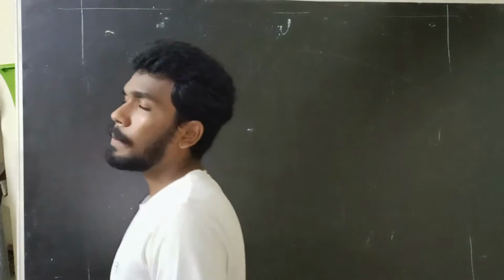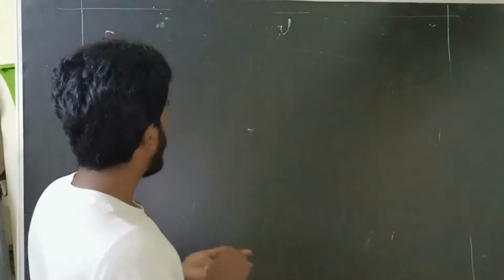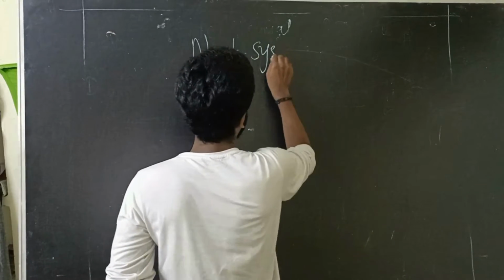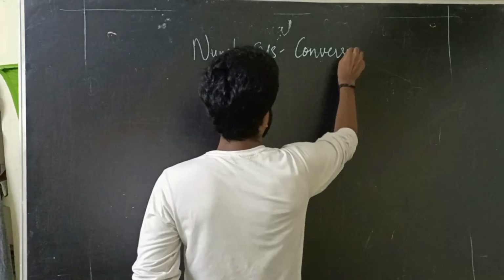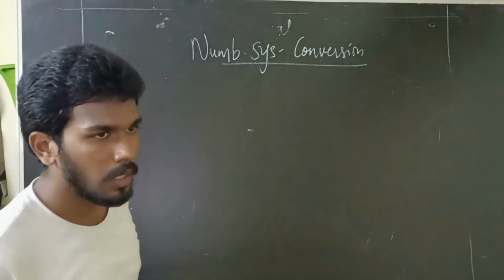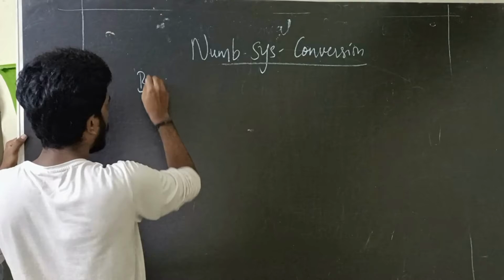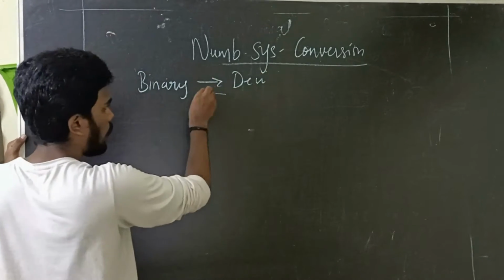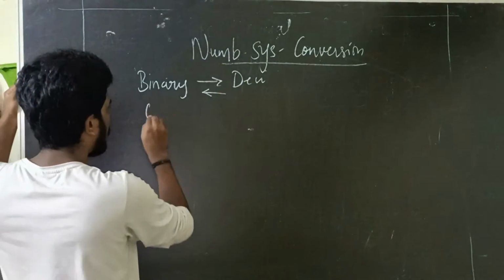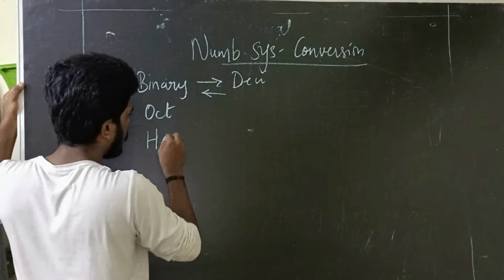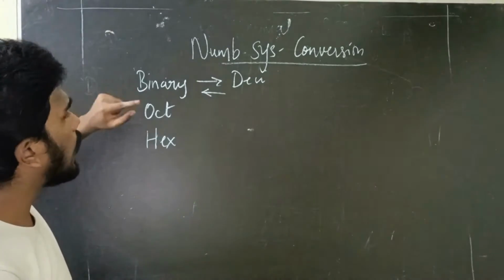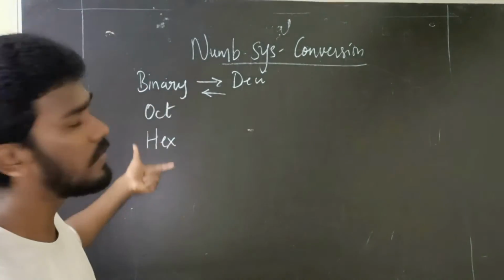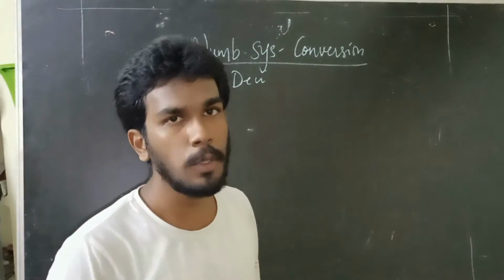Guys, in this episode, I'm just going to teach you about number system conversion. Speaking of number system conversion, we need to know how we can convert a binary to a decimal and vice versa. So we have binary, octal, and hexadecimal. We need to know how to convert binary to octal, octal to binary, octal to hexadecimal. Each number system should be converted to another number system, and we need to know how to do that operation.